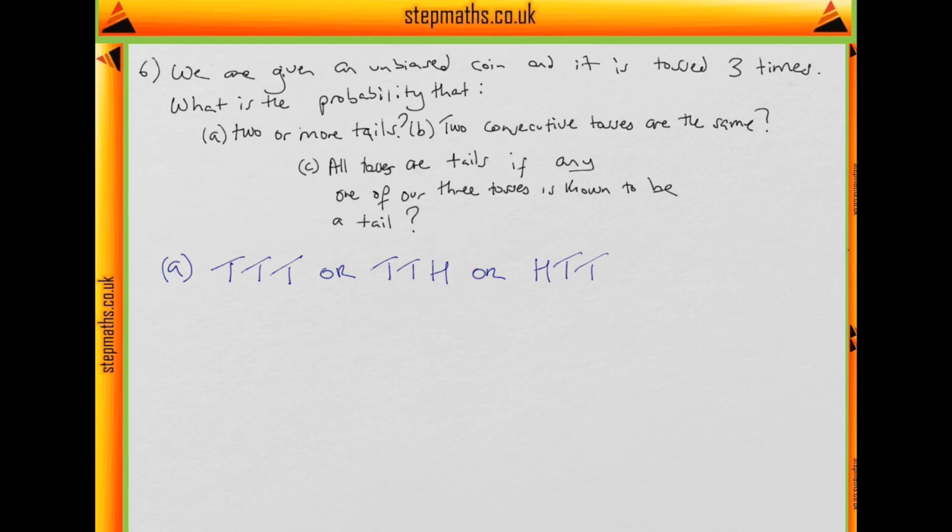The probability of getting 3 tails in a row: the probability of getting a tail in the first toss is 1/2, then a tail in the second toss is 1/2, and in the third toss it's also 1/2, so we get 1/8. So adding this up, or multiplying by 3, the probability of 2 or more tails is 1/8 times 3, or simply 3/8.